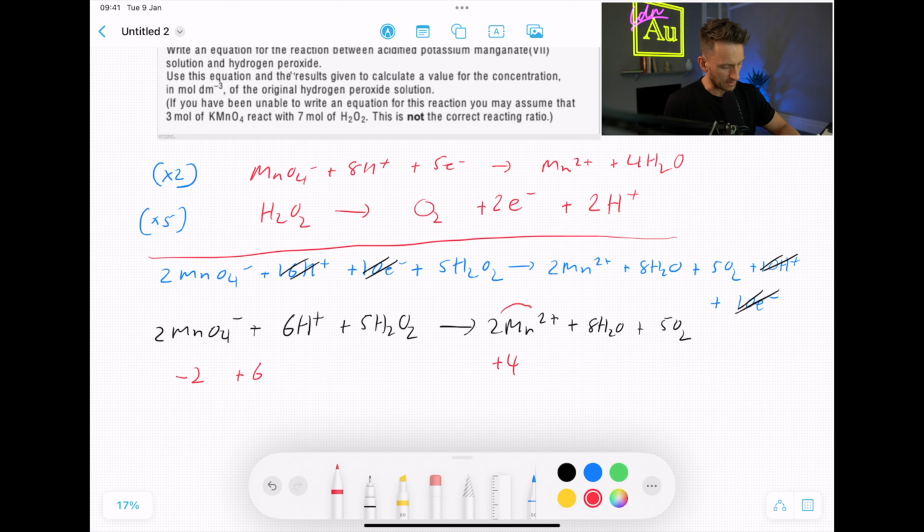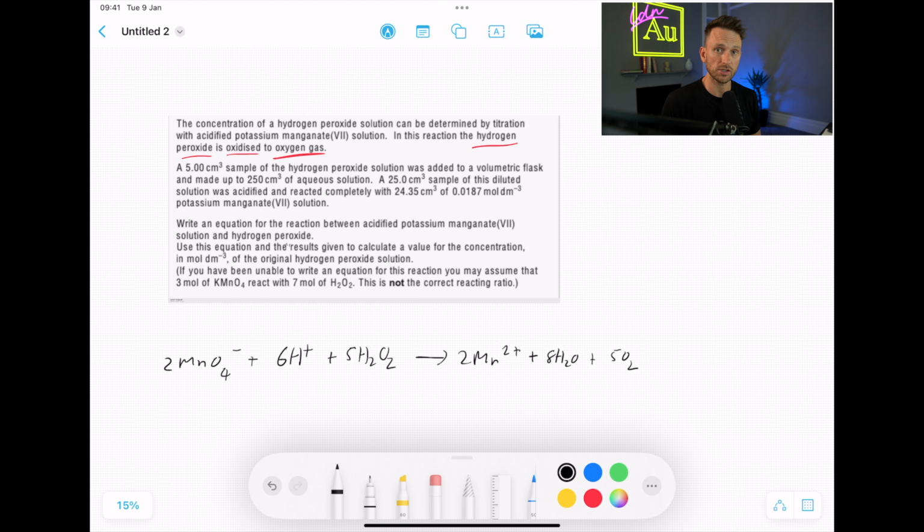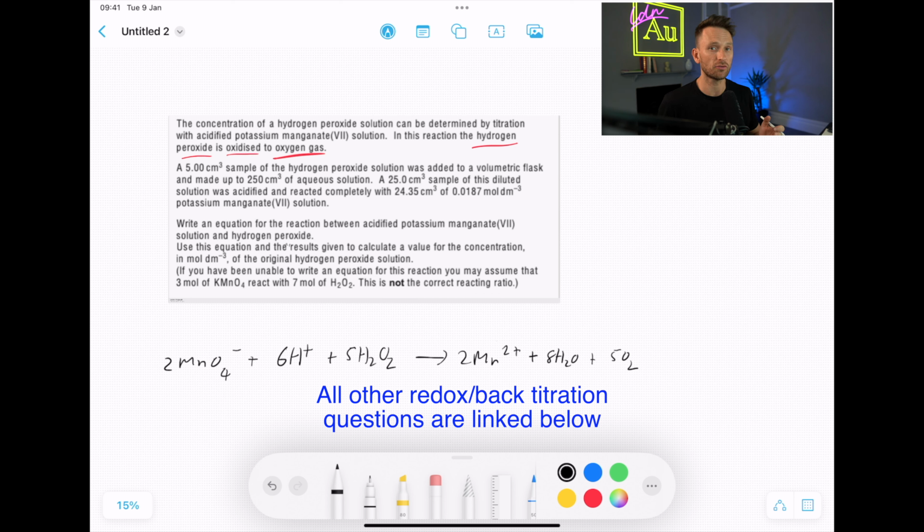So -2 plus 6 is +4 on the right. So therefore the charges are balanced left and right. Next, we're going to go through the question and underline the key information in order to work this out. And I will be using the template that I explained in the back titration video that I've made. So please go back and look at that, because I'm going to be using that exactly to answer this.